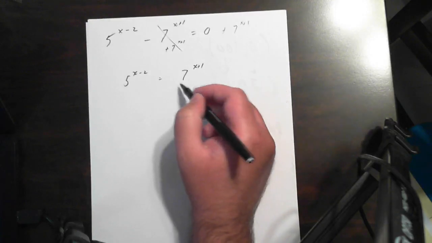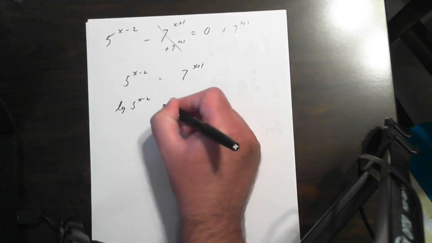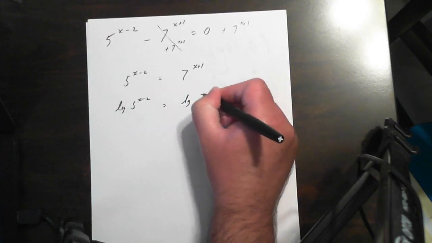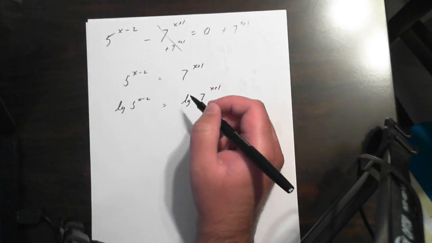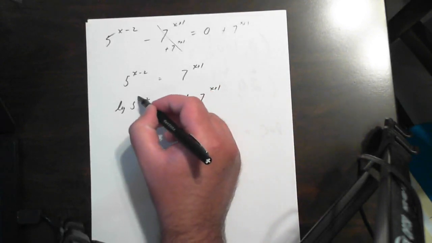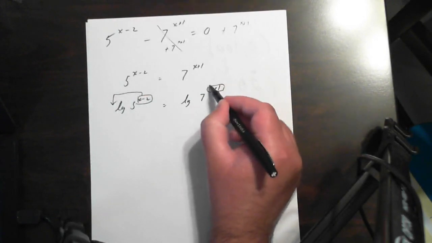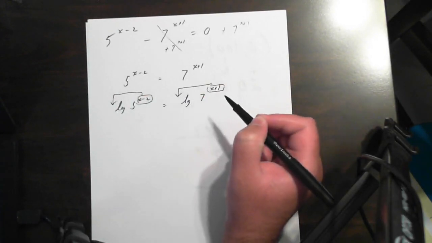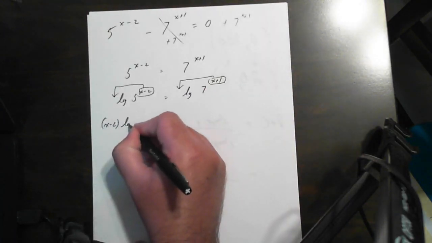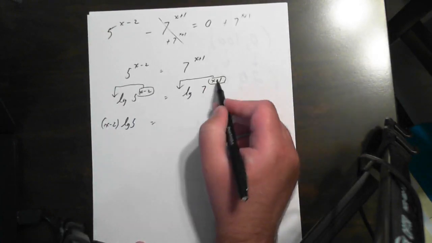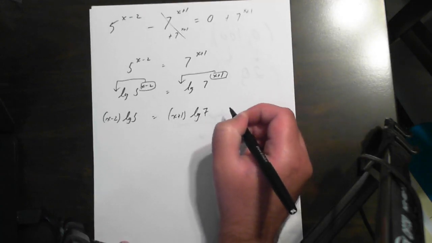Now I can go ahead and take the logarithm of both sides. It doesn't matter what base of logarithm I use. For simplicity, I'll use base 10 here. Now I can use my power law, so I can take this exponent and bring it down in front of the logarithm, and then take this exponent and bring it down in front of the logarithm. So this x minus 2 comes down in front of the log 5, and this x plus 1 comes down in front of the log 7.